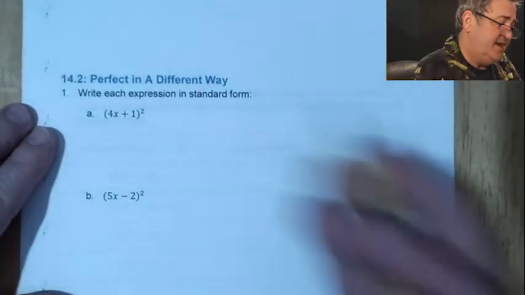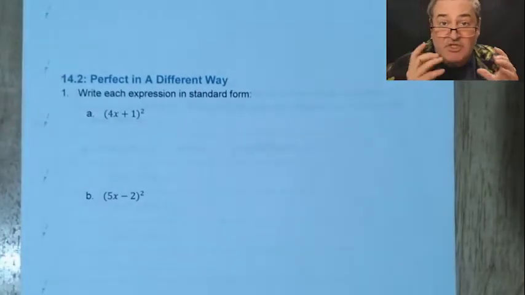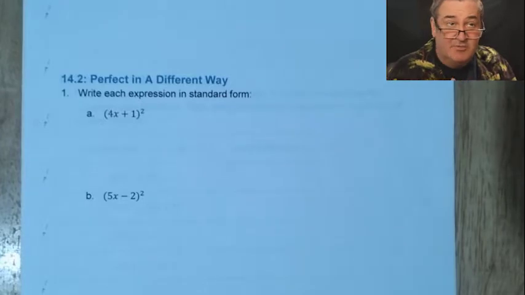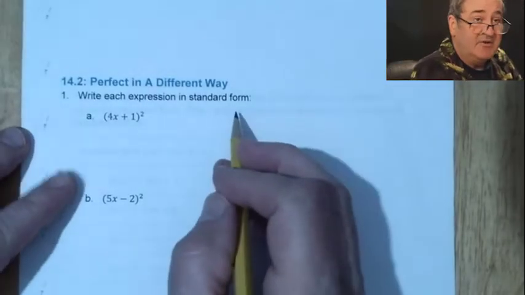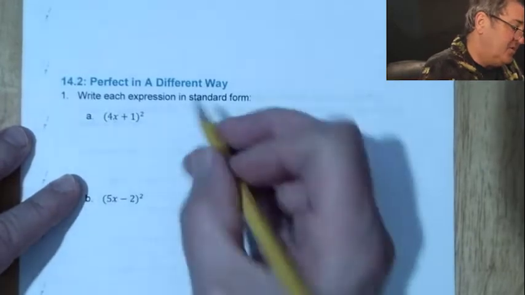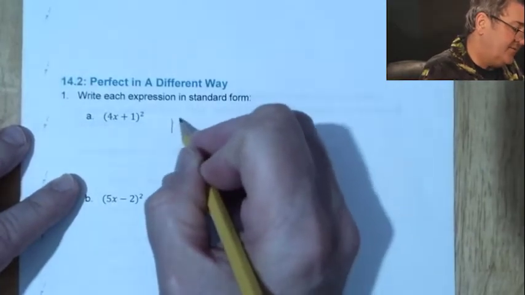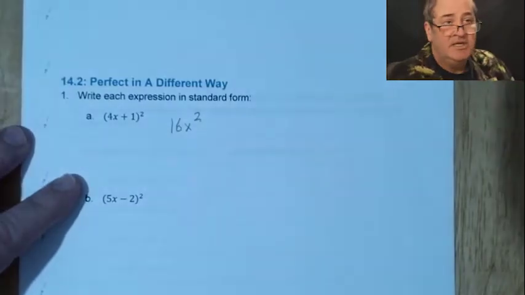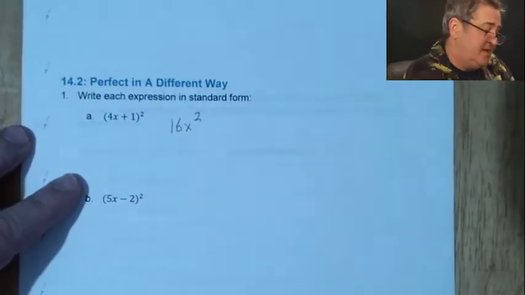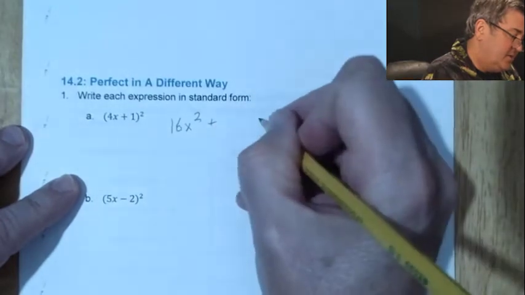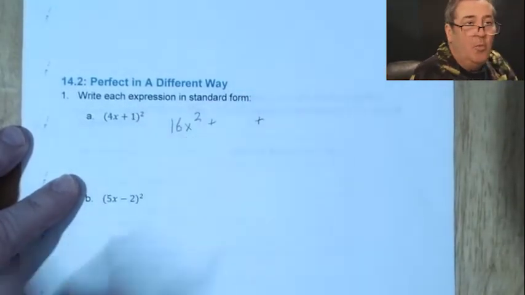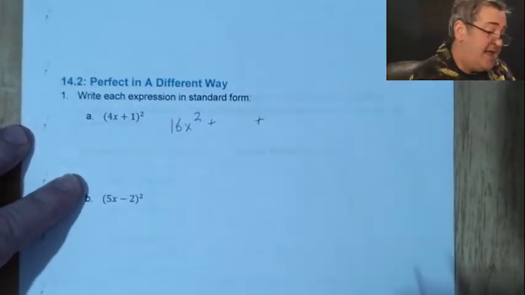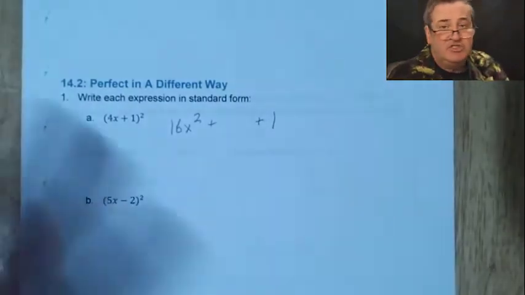All right, so taking the binomial squared, so the binomial times the binomial, 4x plus 1 times 4x plus 1. What would that look like in standard form? That first term is 4x times 4x. 4 times 4 is 16. x times x is x squared. And then let's go ahead and get that last term. I'm going to skip the middle term. 1 times 1 gives us the last term. It's just the constant, just 1.